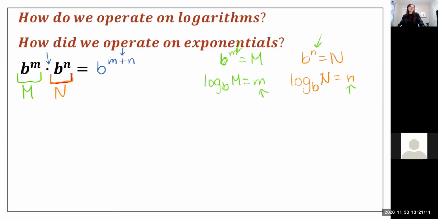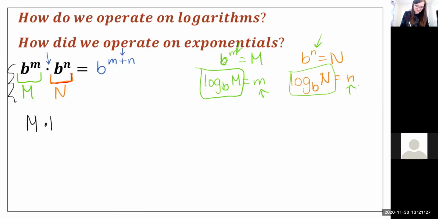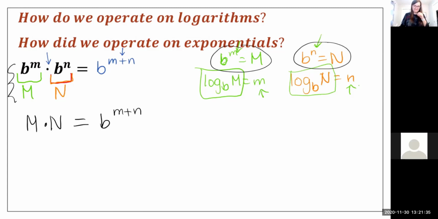Okay, so the reason I did that is so that I can see what happens if I had this to start with instead of these to start with. So I'm just going to rewrite what I have here in black. I'm going to rewrite this part as M times N, because I've defined those here. And that equals b to the m plus n.